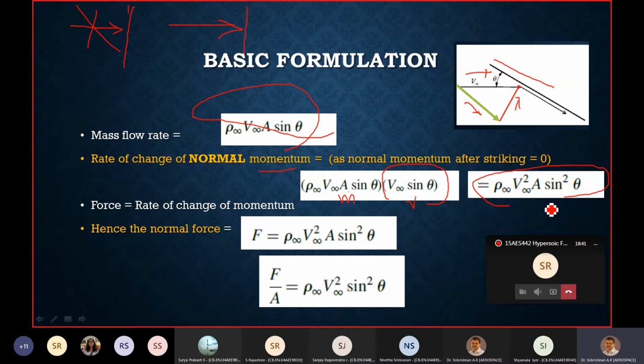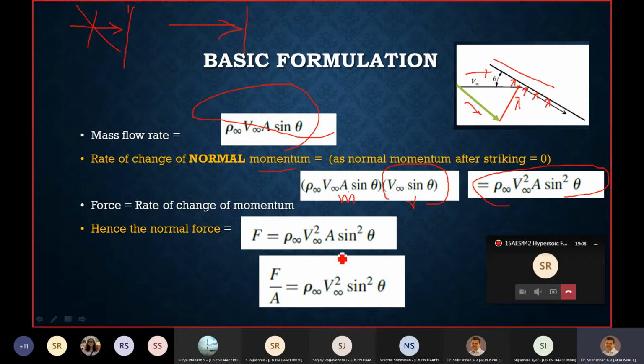Which means F by A, which is the pressure, right? We conceptualize pressure as acting normal to the surface. So F by A, the pressure acting on the surface, can be equated to rho infinity V infinity squared sine squared theta. Okay, so that gives us an expression for pressure.